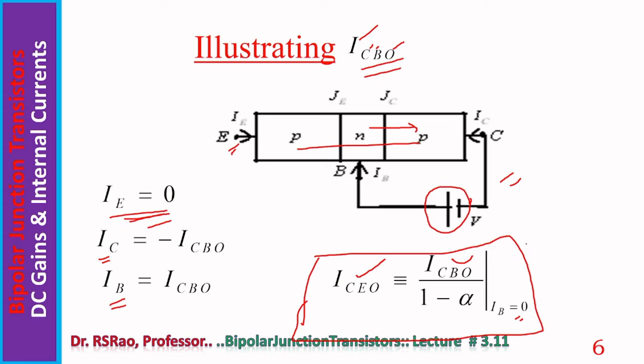Just like alpha and beta are related, there exists a relation between these two also. Both the definitions, descriptions of ICE naught, ICB naught, are given with respect to PNP transistor. For NPN transistors also, the description follows on similar lines.